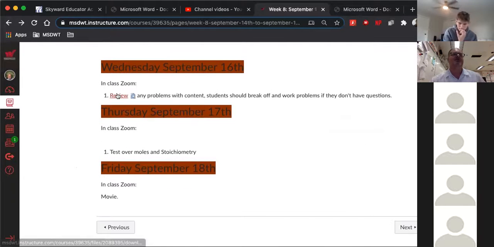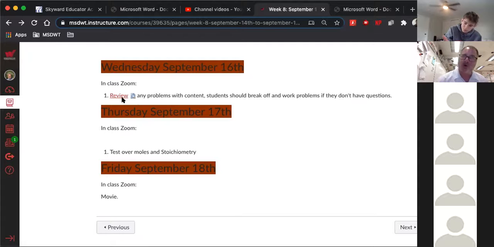If we take a look tomorrow, we will be reviewing any problems with the content, and that's just basically what students want me to review. By then, under this, there will be the answer sheet to all of that review. So if you work better by watching me work through problems, that's not a problem either. And that is for Thursday's test. Friday, we have the movie.